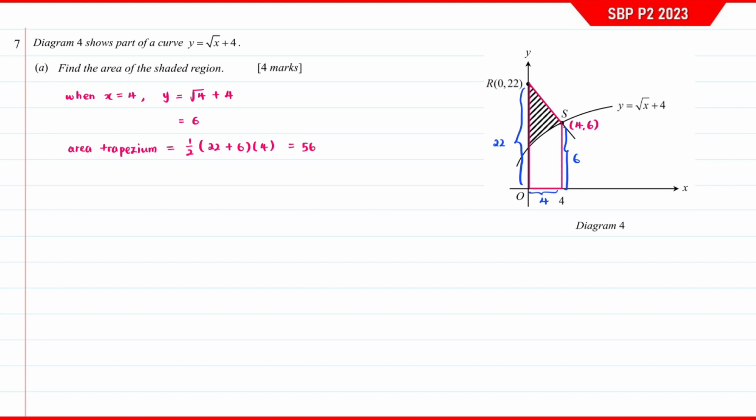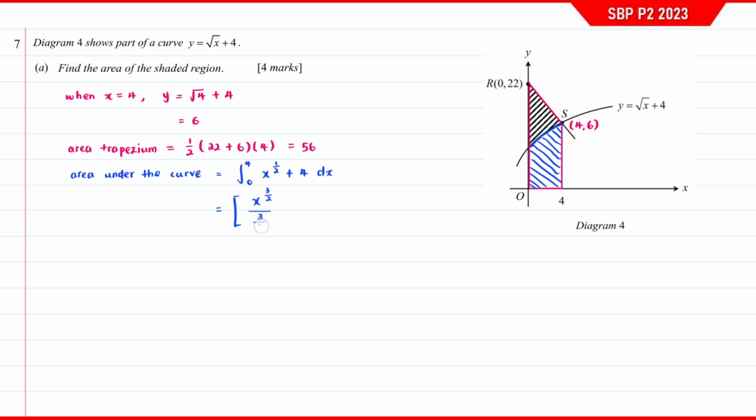To find the area under the curve, we need to integrate with upper limit 4, lower limit 0 of this equation. So the square root x, we're going to write it as x to the power of 1 over 2, plus 4, with respect to x. So integrate this. So this will be x to the power of 1 over 2, we need to plus 1, which is equal to 3 over 2. Then bring the power 3 over 2 down here. Plus integrate 4, we're going to get 4x.